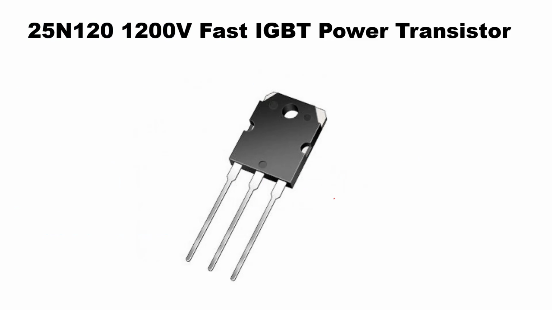If you have a commercial type of IGBT which you have seen in the market, it can look like this. The example shown here is the 25N120 1200 volt fast IGBT power transistor, where you can see the three terminals. The three terminals are gate, emitter, and collector. You can connect these terminals to the appropriate connections when you are putting it in the circuit.